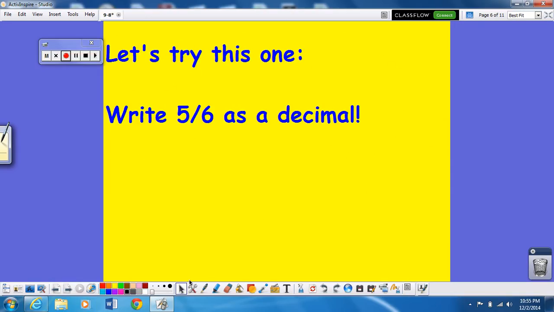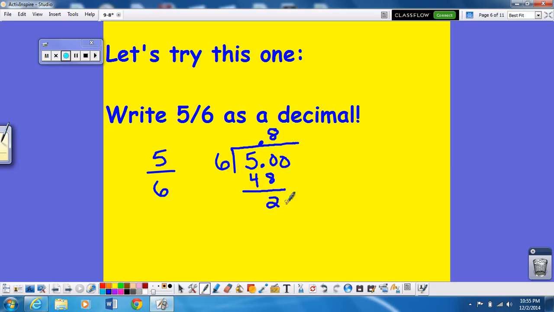So let's try this one. Write 5/6 as a decimal. Well, my denominator is not a power of 10, so I'm going to have to divide it out just to see what it would be. 5 divided by 6. Add your decimal point, a couple of zeros. Bring that baby up. 6 doesn't go into 5, but 6 goes into 50 8 times. 8 times 6 is 48. Subtract, bring down. 6 goes into 20 3 times. 3 times 6 is 18.